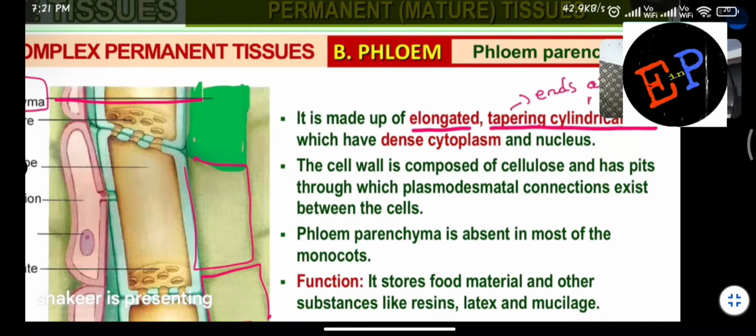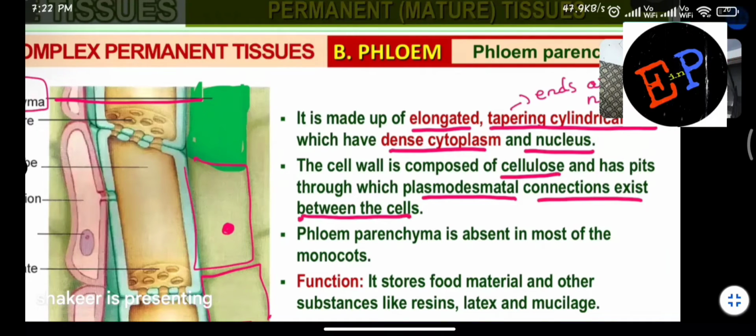Okay, ma? So that is called tapering cylindrical cells, and they are in the shape of a cylinder, which have dense cytoplasm and a nucleus. So dense cytoplasm is present, and a nucleus is also present inside these cells. The cell wall is made up of cellulose and has pits through which plasmodesmatal connections exist between the cells.